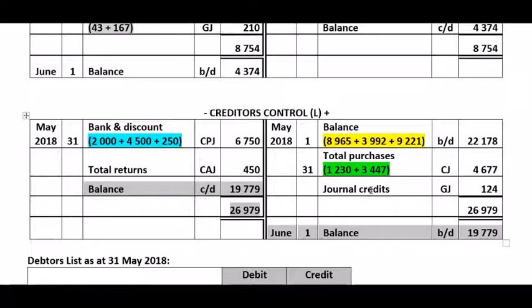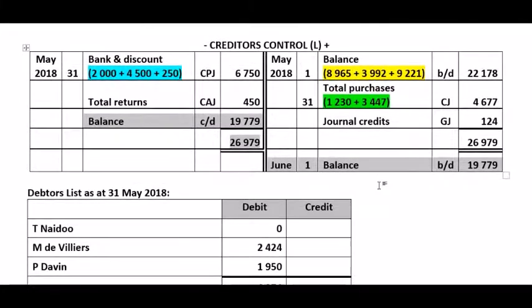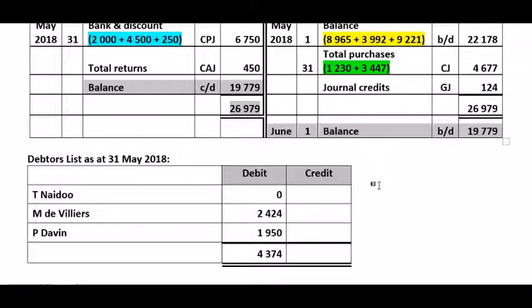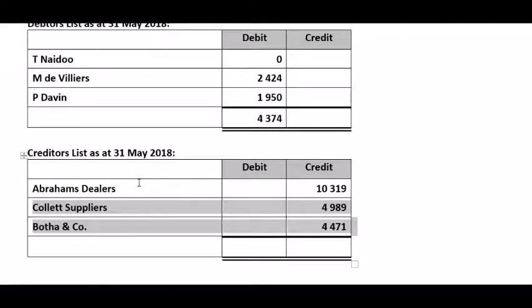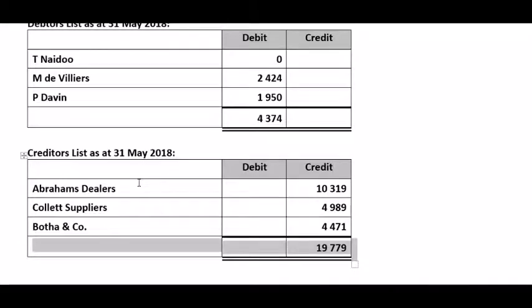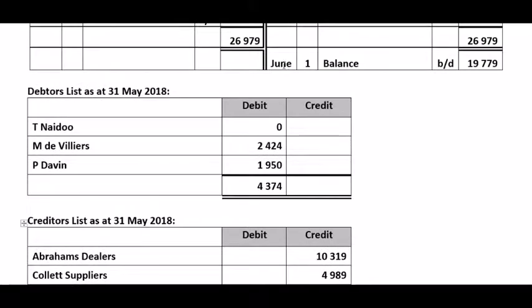19,779. And then lastly, you just quickly compile your creditors list by adding all of the values that we owe creditors together at the end of the month. So we owed Abram's Dealers 10,319, Colette Suppliers 4,989, Buerta and Company 4,471, which gives us a total of 19,779 Rand owed to creditors at the end of May. And you will notice that this value is the exact same value as your balance brought down in your control account. As simple as that.